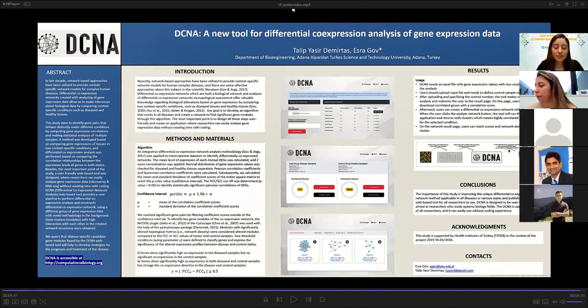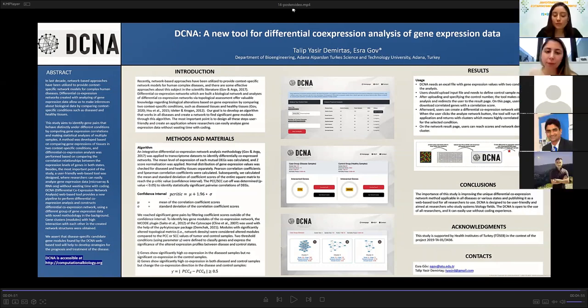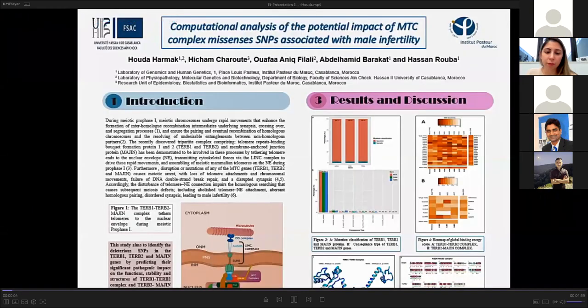Okay, then. Computational analysis of the potential impact of MTC complex SNPs associated with male infertility. Good morning, everyone, and welcome to my presentation. First of all, I would like to quickly introduce myself. I am Houda, a PhD student from the Human Genetics and Genomics Laboratory at Pasteur Institute of Morocco. Today, I'll be presenting the results of my article about computational analysis of the potential impact of meiotic telomere complex missense SNPs associated with male infertility.